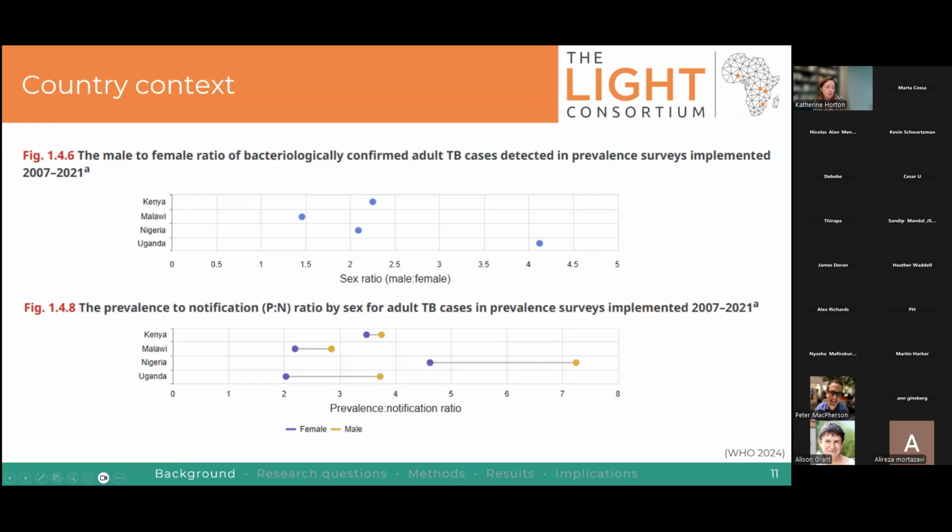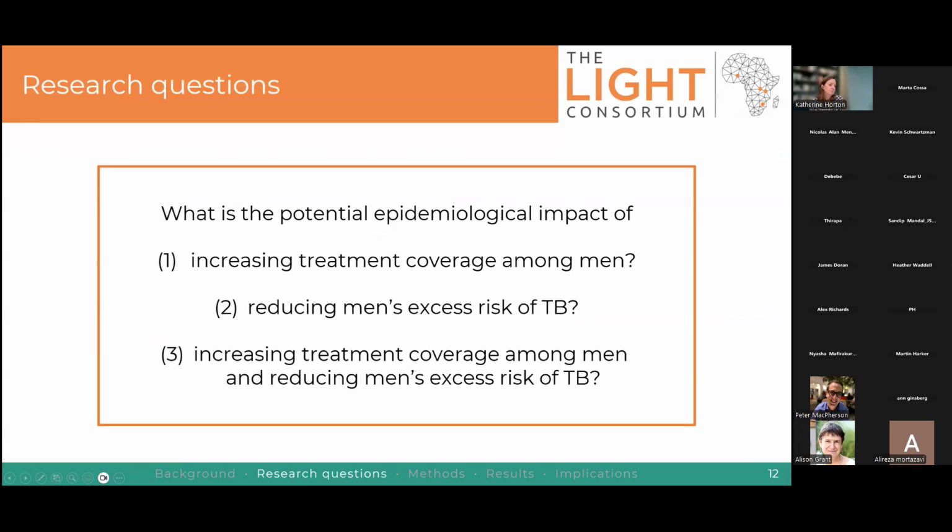If we then look at prevalence to notification ratios, you can see really high ratios in Nigeria, also with a large gap between men and women. And in Uganda, overall, the estimate is lower, but still with a really large gap between men and women. So within these contexts, and after much discussion with our colleagues across the LIGHT Consortium, we mapped out 3 key questions for our modeling work that I'll be sharing today. So we're looking at the potential epidemiological impact, first, of increasing treatment coverage among men, second, of reducing men's excess risk of TB, and then third, doing those 2 things together.